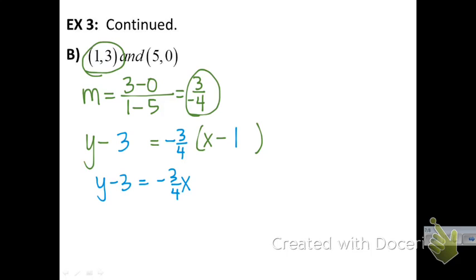And -3/4 times -1 gives us +3/4. And then last we have to add 3 to both sides to get y by itself. So we get y equals -3/4 x plus 3 and 3/4.